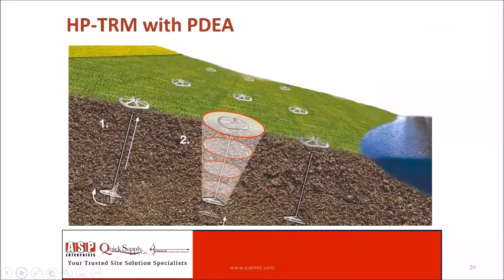So the HPTRM is something kind of newer in our world. It's been around a long time, but it's newer than the products we talked about previously. You can tell from the picture, it's a TRM with these percussion anchors that are meant to hold it down. This got a lot more popular, I would say, after Hurricane Katrina in Louisiana as a way of fixing the levees.